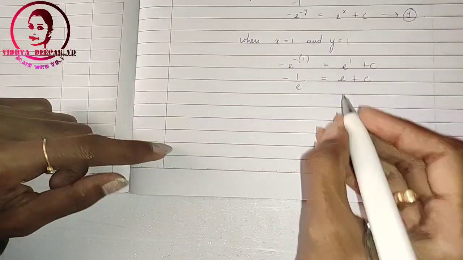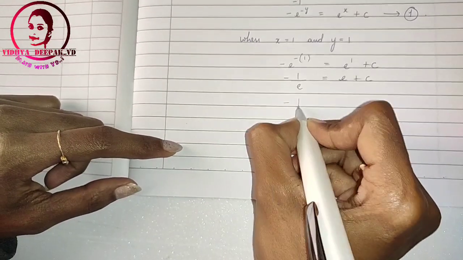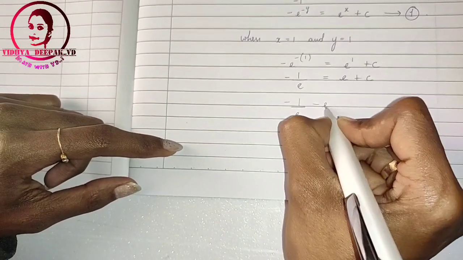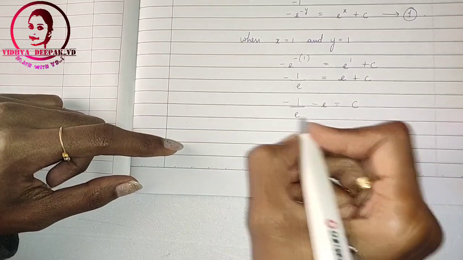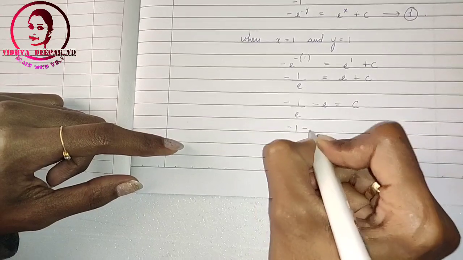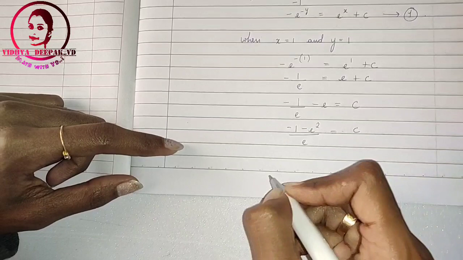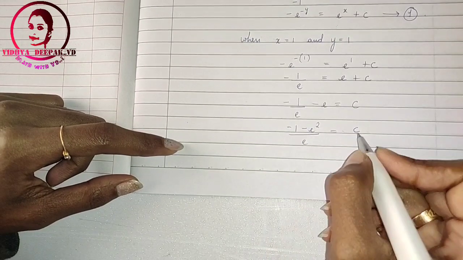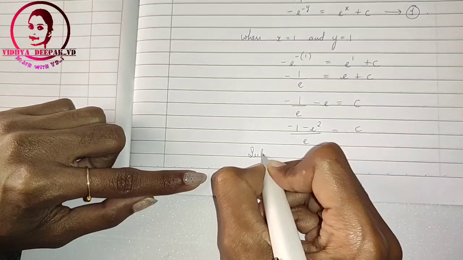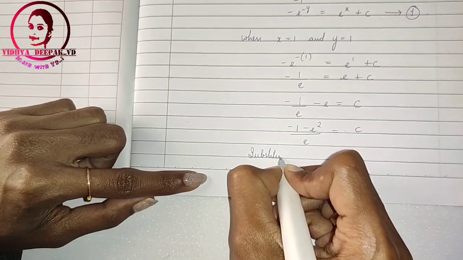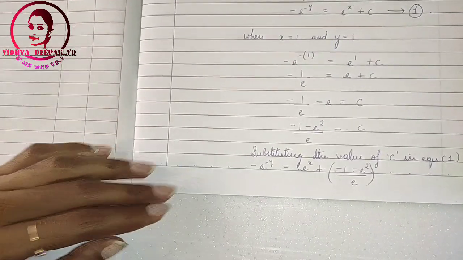Okay, so now we will find what c is from this. I'll bring this e to the other side. We have 1 by e minus e is equal to c. So we have minus 1 minus e square divided by e is equal to c, right? So I'll substitute the value of c in equation 1.